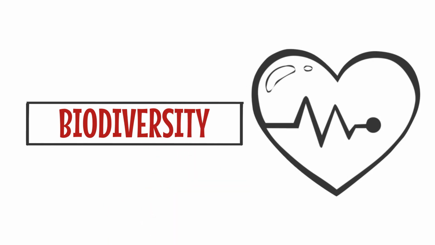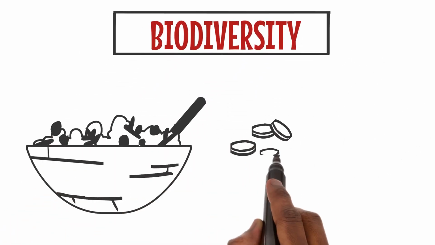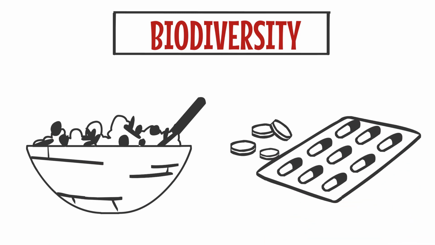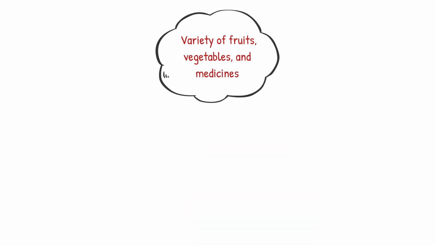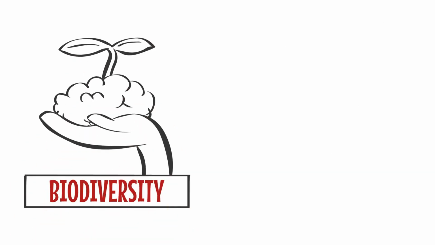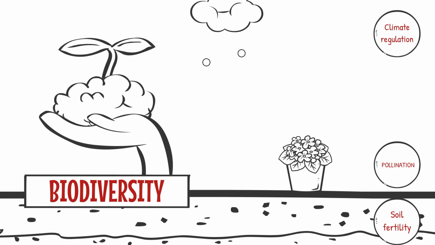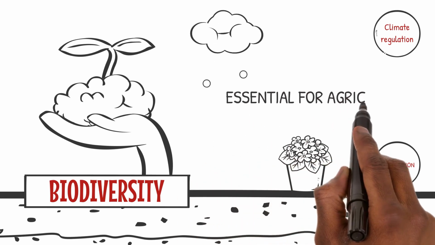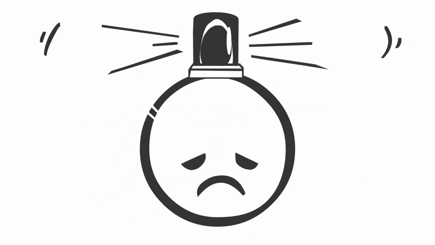Biodiversity is vital for human survival. It provides us with food, medicine, and resources for daily life. Think of the variety of fruits, vegetables, and medicines derived from plants and animals. Biodiversity also supports ecosystem services such as pollination, soil fertility, and climate regulation, which are essential for agriculture and maintaining a habitable planet. Sadly, biodiversity is under threat.